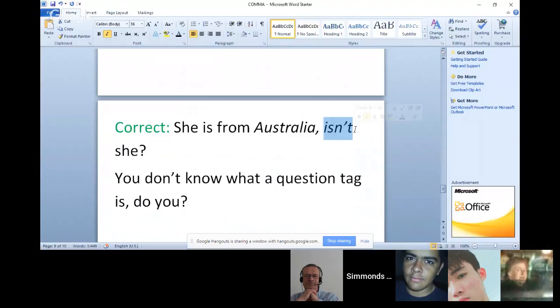This is just the verb to be. Isn't, so we make it negative, and then we use the same subject. Even if we had, for example, Sally here, we would still use she at the end. We always use the subjects or the pronouns. We do not use isn't Sally because that sounds funny to us.